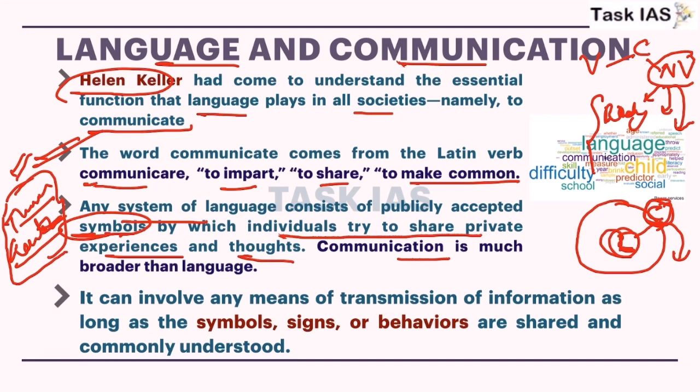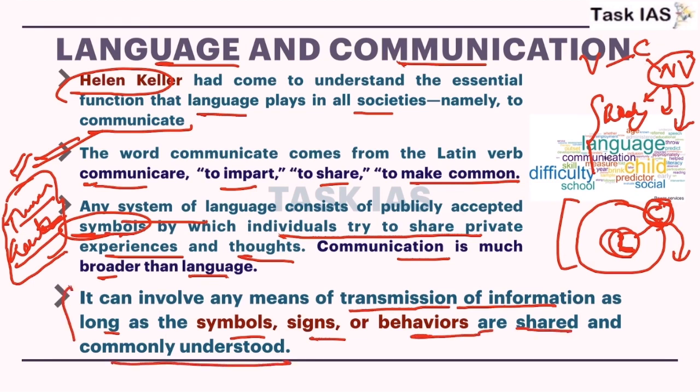Now communication is a much broader term than language. We have understood this point. It can involve any means of transmission of information as long as the symbols, signs and behavior are shared and commonly understood. The important need of communication is that information should be understood by another person. That means if one person is transferring information by any means like symbols, signs, etc., it should be understood by the second person for whom this information is transferred.